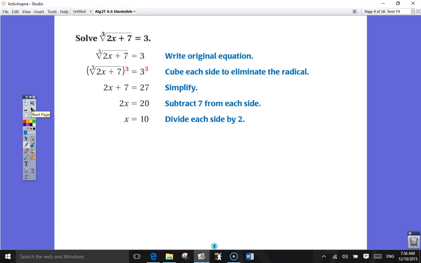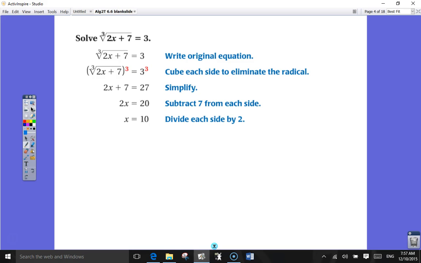Right, here's the example of solving an equation. It's a radical. It's a cubed root. The radical is already isolated, so we don't have to add or subtract anything to isolate the radical. So we move on to the next step, which is undo the radical. How do you undo a cubed root? You cube both sides. Now, in their terms, they said raise each side to a power to eliminate the radical. Okay, that's the same thing.